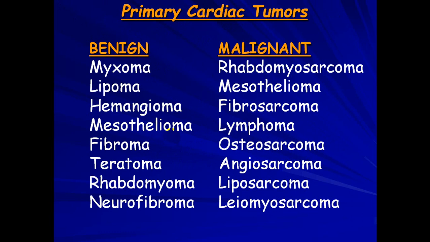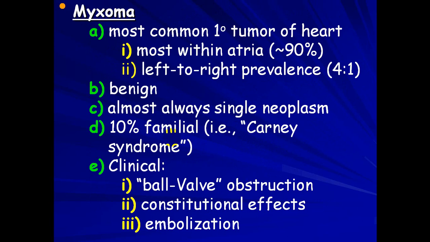A few points about cardiac tumors, because we are ending this lecture. Primary cardiac tumor is rare, while secondary is the most common. This is the list of benign and malignant tumors. The most common benign tumor, the most common primary tumor of the heart, is the atrial myxoma, or left atrial myxoma, mostly within the atria, 90%. Left to right prevalence is 4 to 1, mostly in the left, could be right, benign, and 10% may be malignant. Almost always a single neoplasm.